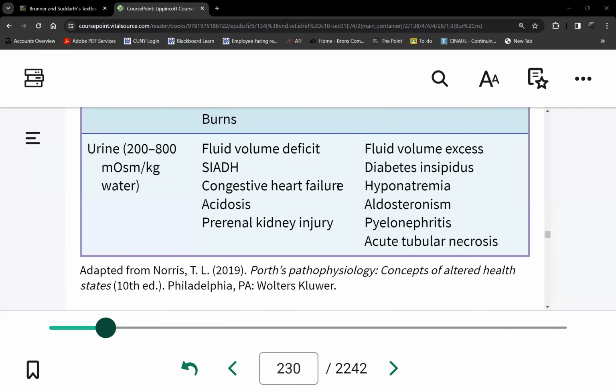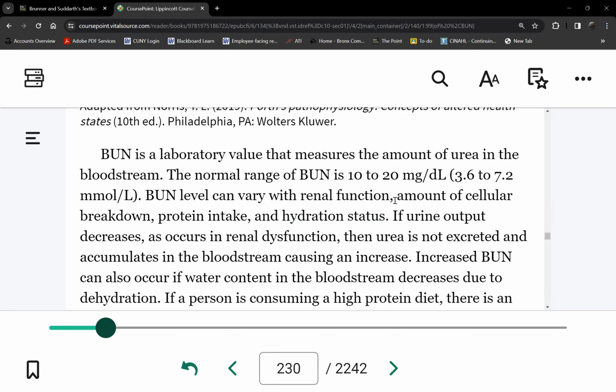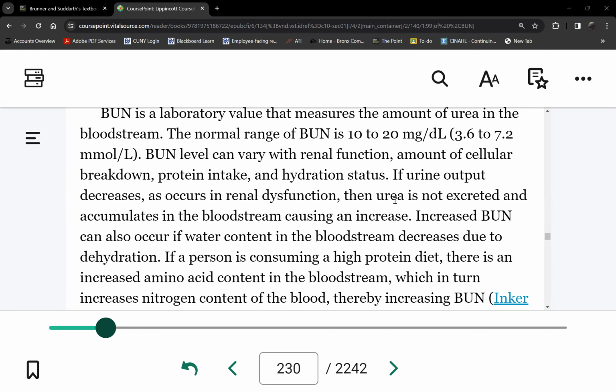Urine, we already discussed extensively. All right, enough with the urine. Let's go to the blood now. So what is BUN and creatinine? Why are they very reliable indicators of someone's fluid status?